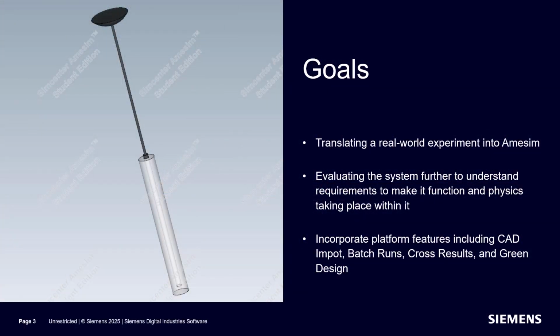While working within this model, AimSim platform features of CAD import, green design, cross results, and batch runs will be utilized. Once complete, the speed and force needed to close the piston can be found, as well as the heat transfer behavior for the process.